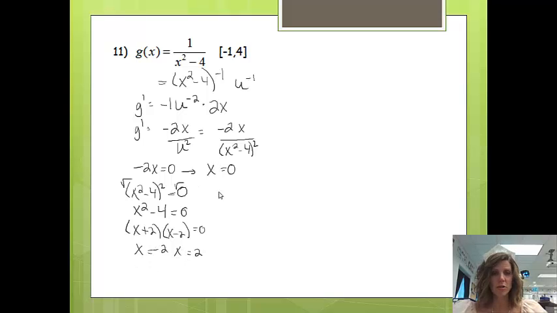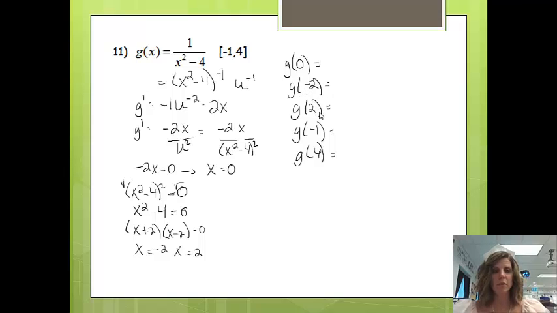So those are just x values. But to find an absolute minimum or absolute maximum, we need y values. So I'm going to be finding g of 0, g of negative 2, and g of 2, and then I'm also going to be testing the endpoints, because absolutes can happen there too. So we also need to find g of negative 1 and g of 4. And then from here, this kind of just becomes a working out pain.